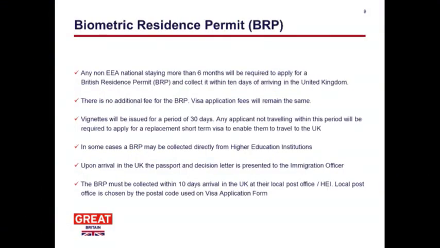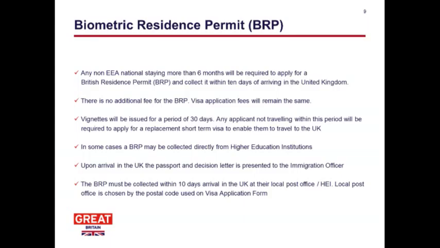Next we'll come on to the Biometric Residence Permit. Any non-EEA national staying more than 6 months will be requested to apply for a Biometric Residence Permit and collect it within 10 days of arriving in the United Kingdom. There is no additional fee for the BRP, and the visa application fees will remain the same. Vignettes will be issued for a period of 30 days, and I will clarify this in a little bit more detail.